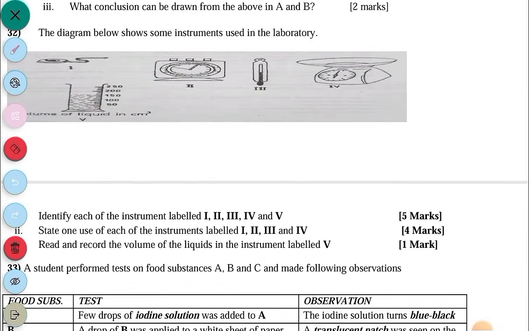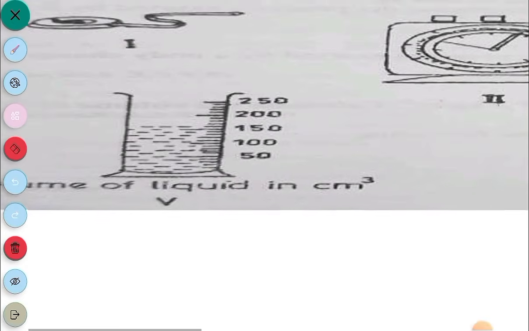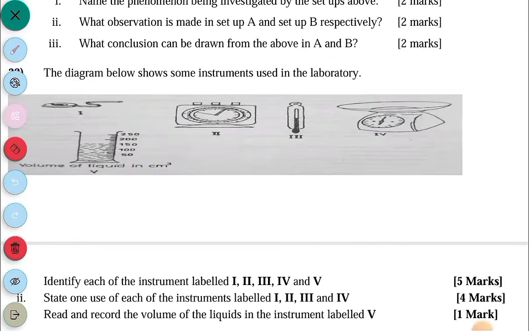Alright. So the next question is state one use of the instrument from I to IV. So I is used for measuring length. Then II is used for measuring time. III is used for measuring temperature. And then IV is used for measuring the mass of an object or a substance. Read and record the volume of V. So let's see, even though it's not very clear, I'll zoom in and find out. So looking at it, we have 50, 100, 150. So it looks like 150 centimeter cube. Okay, so that is it.